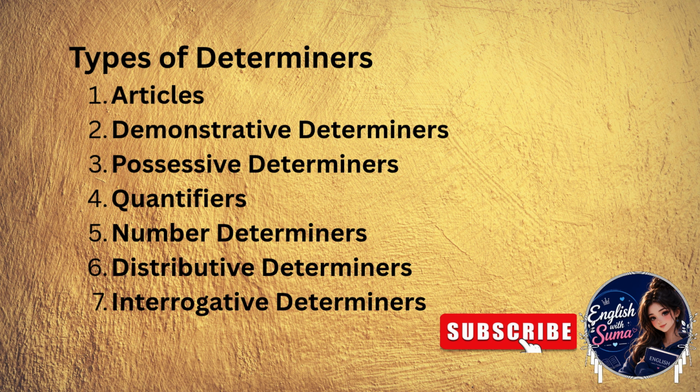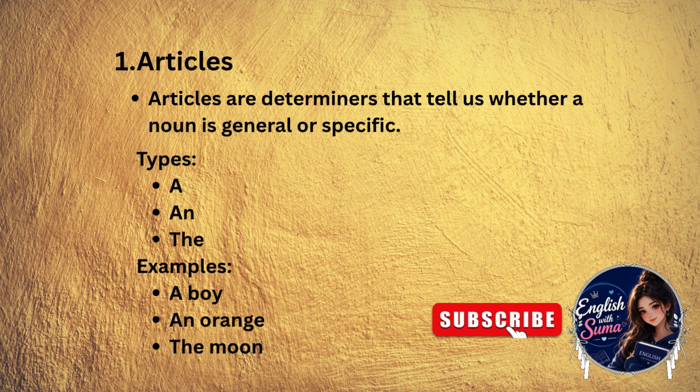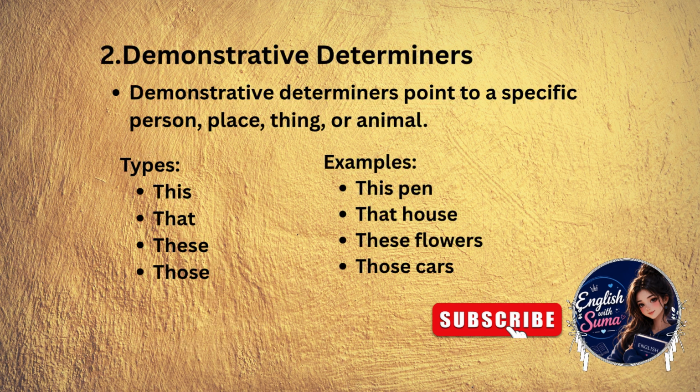There are 7 main types of determiners. Now let's understand each type one by one with easy definitions and examples. Articles help us identify a noun. We use a before words with a consonant sound, and an before words with a vowel sound, and the when talking about a specific person or thing.